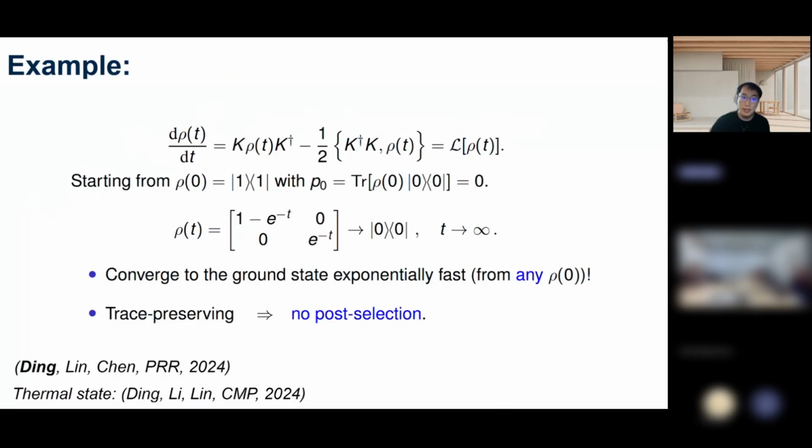Furthermore, since the solution to the linear dynamics is always a density operator, the whole dynamics is trace preserving. So in my algorithm, there is no post-selection process. The success probability is always 1. This is also one advantage of this algorithm framework. Here I only talk about the ground state preparation case. If you are interested in the thermal state preparation case, you can check our other paper on CMP.